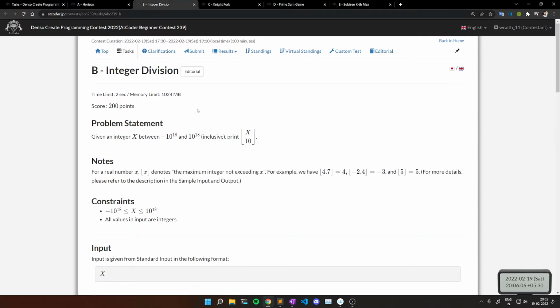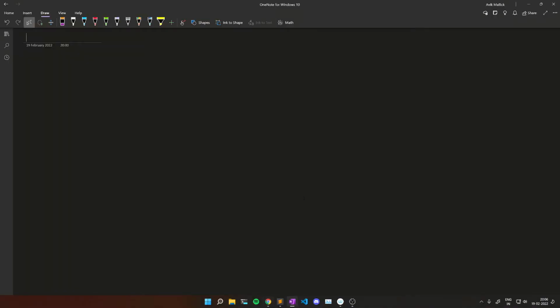Now let's see problem B. In problem B we will be given an integer x which can range between minus 10 to the power 18 to 10 to the power 18, and we have to print the floor value of x by 10. Basically here it's the floor sign, but it's not asking us the floor value. Here this sign denotes the maximum integer not exceeding x. So what it says is that for a given number, let's say we are given 2.4, we have to return that integer which is maximum but not exceeding 2.4.